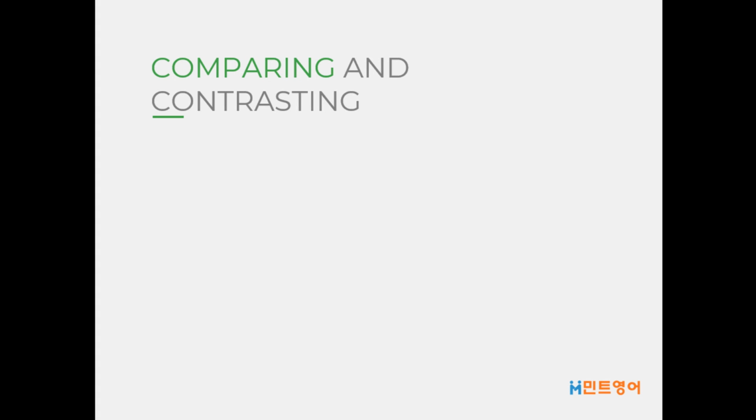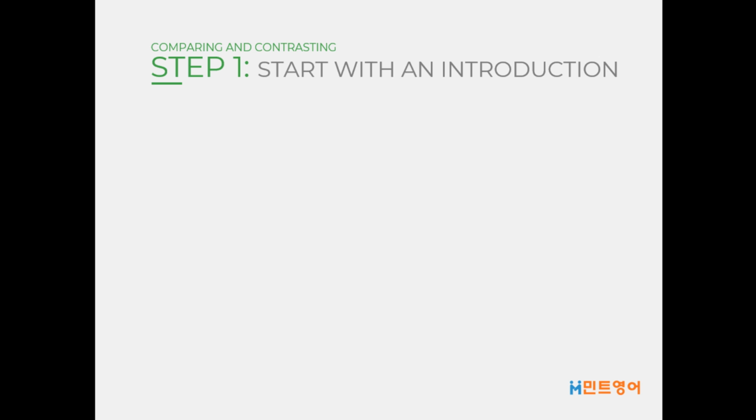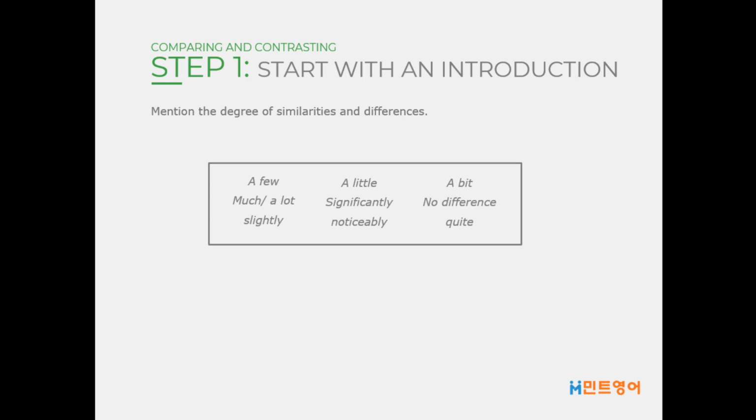In answering questions that ask you to compare and/or contrast, you will need to have an introduction, a body, and a conclusion. An introductory sentence is needed to start your answer so that the interviewer will know what you're going to discuss. As part of your introduction, mention the degree of similarities or differences. To do so, think of the question, are there big or small differences or similarities between the subjects? Here are some words you can use to express the degree of similarities or differences.